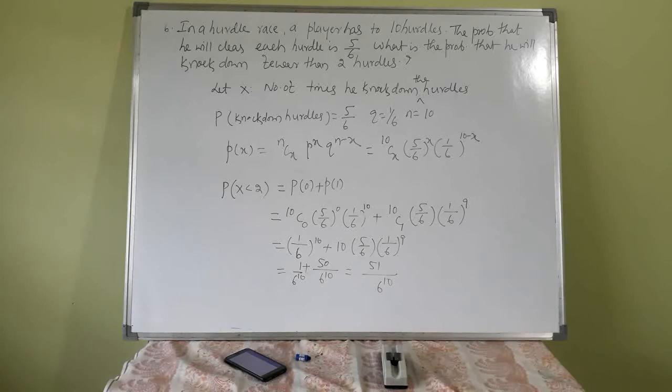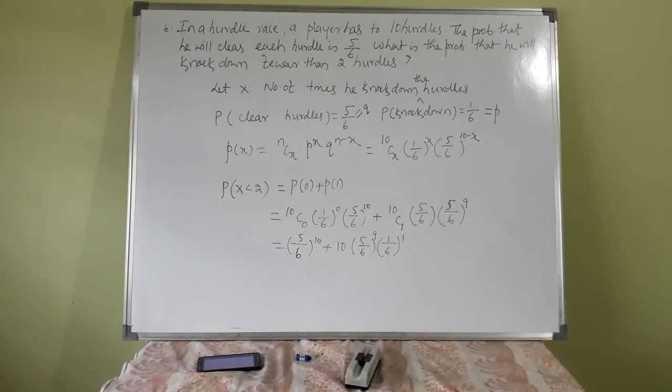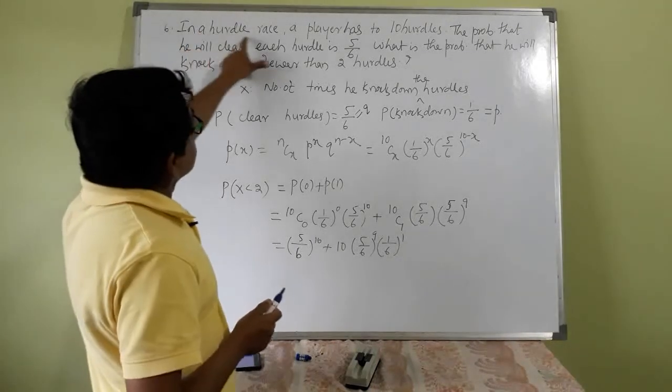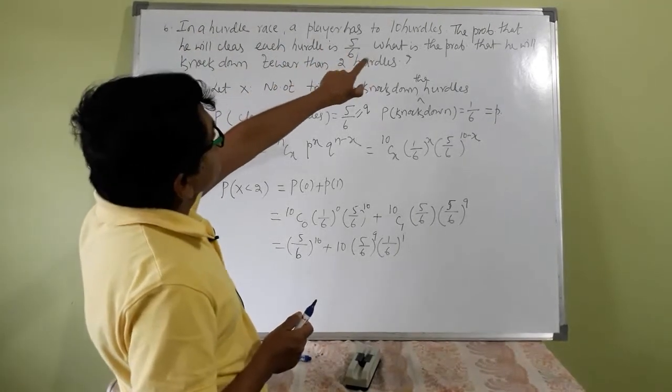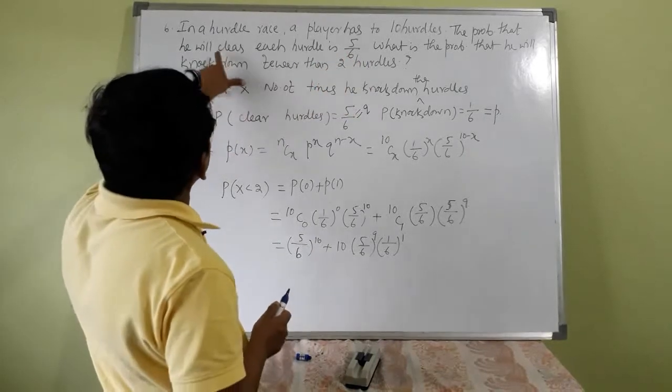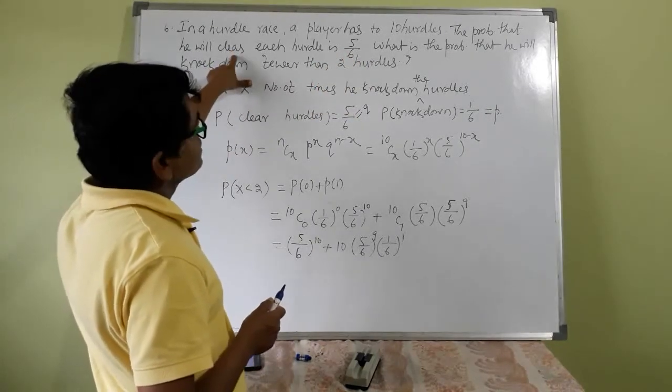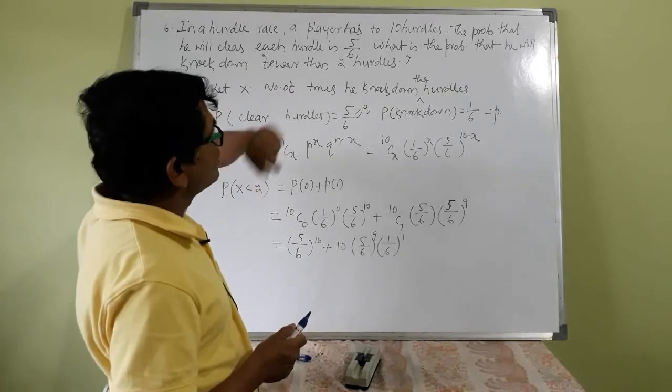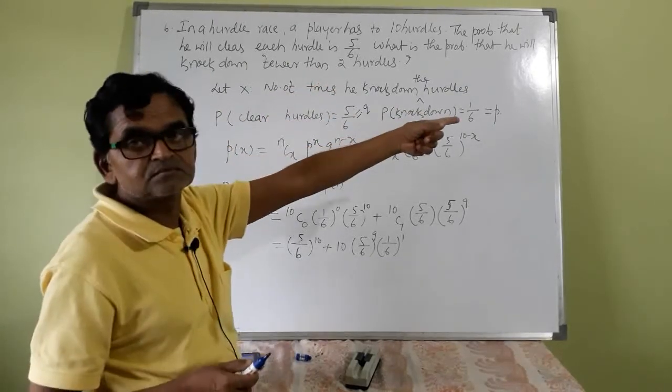Okay, I am sorry, a slight change has to be made. See here, in a hurdle race, a player has 100 hurdles. The probability that he clears a hurdle is 5 by 6. The probability that he knocks a hurdle is 1 by 6.